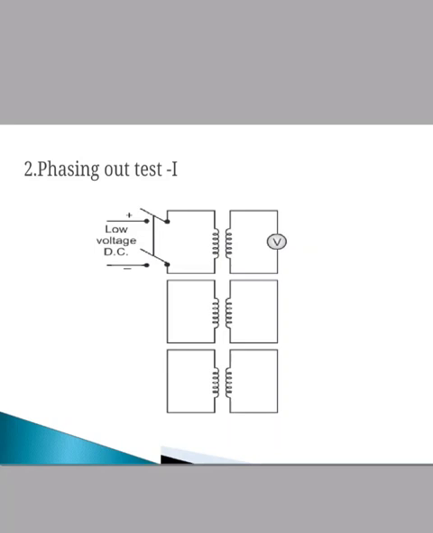For that, we show the diagram of how to carry out the phasing out test on the transformer. In this test, all windings except one on the primary side and one on the secondary side are shorted with a low resistance wire loop. On the primary side, a low DC voltage is applied. On the secondary side, one voltmeter is connected. The low DC voltage causes a low DC current to flow through that primary winding, which will cause a steady flux to be established in the transformer core.